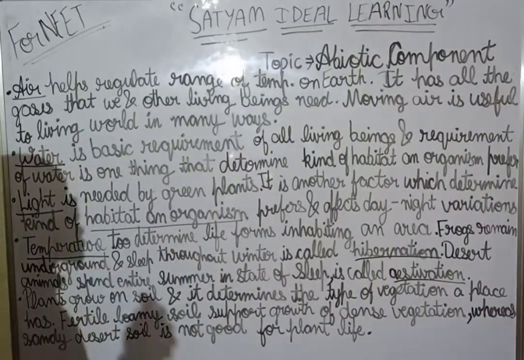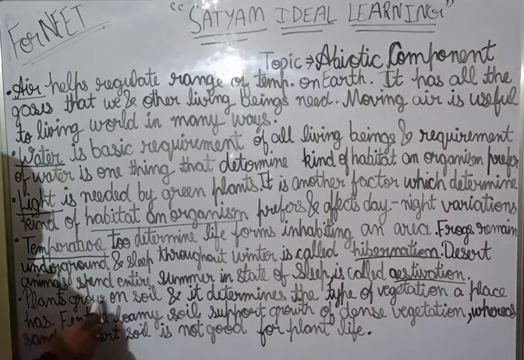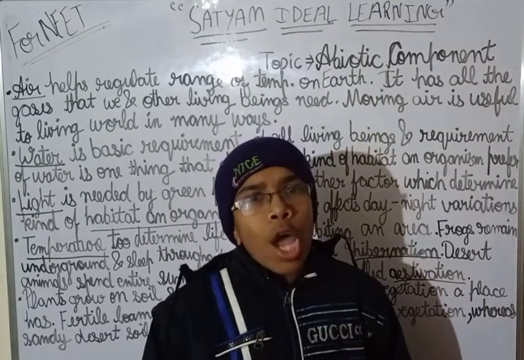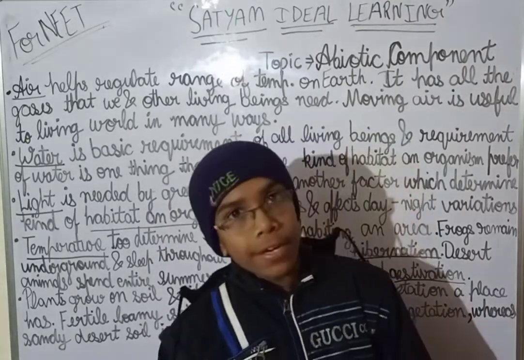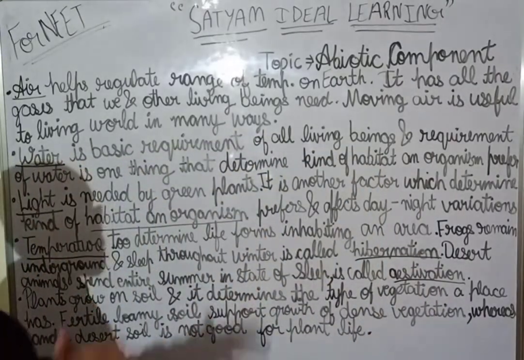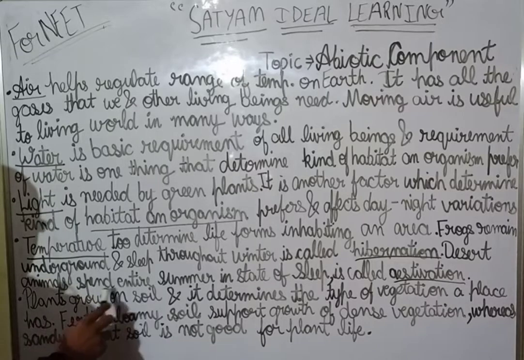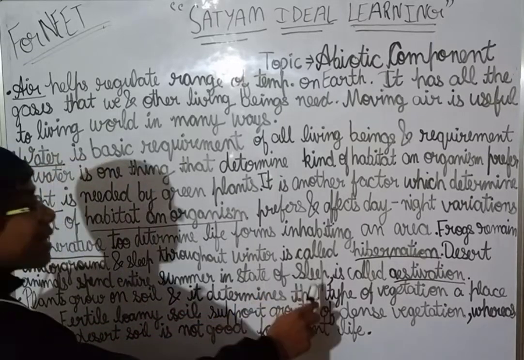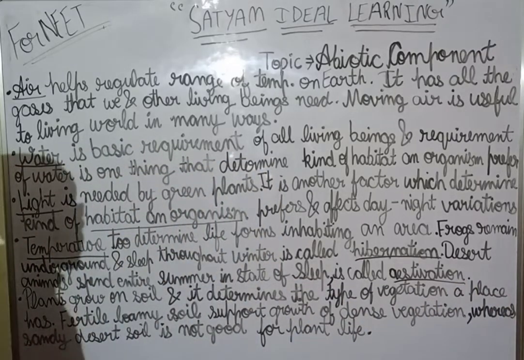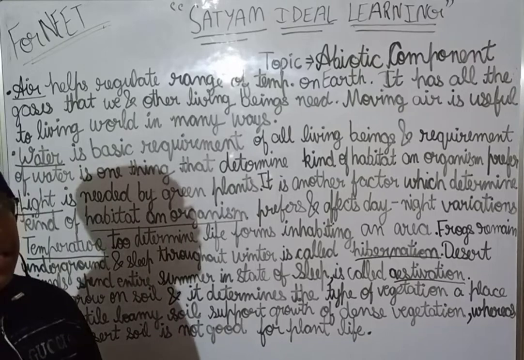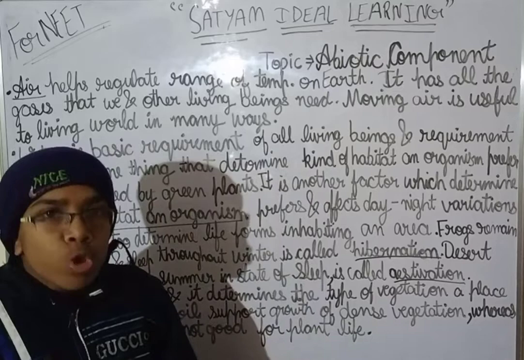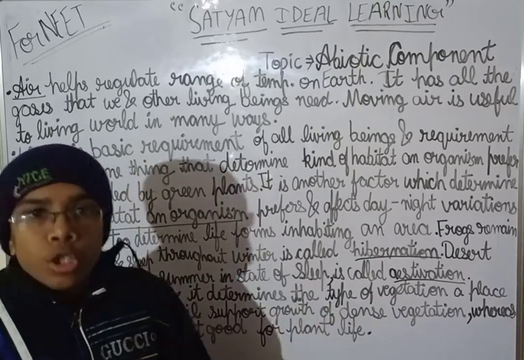Now we will be coming on soil. Plants grow on soil. We know plants grow on soil, and soils have the water and minerals which they give to the plants. Plants grow on soil and it determines the type of vegetation a place has. The plants which grow on soil need water and minerals, and water and minerals come from soil only.